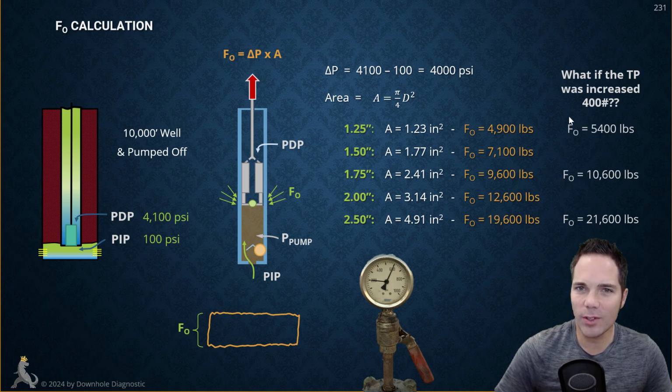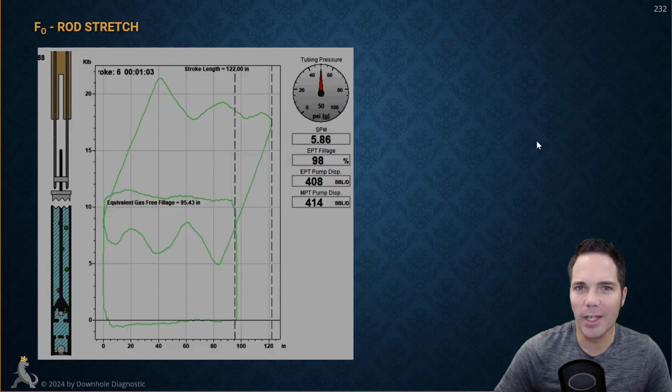So that is the fluid load. Understand this equation and this relationship right here, and we're going to end it off right there. And in the next video, we're going to start up with rod stretch and look at how that is generated and how that affects the system and the downhole stroke length.